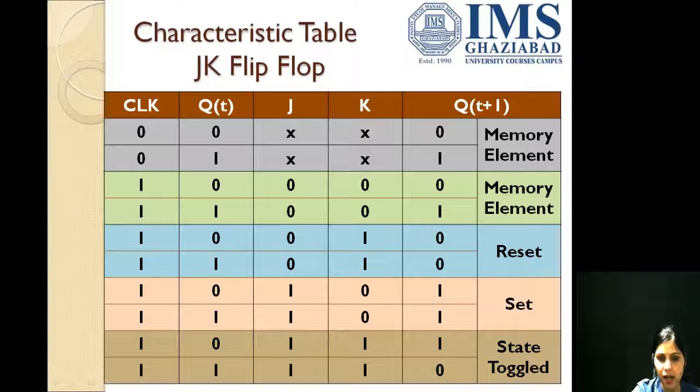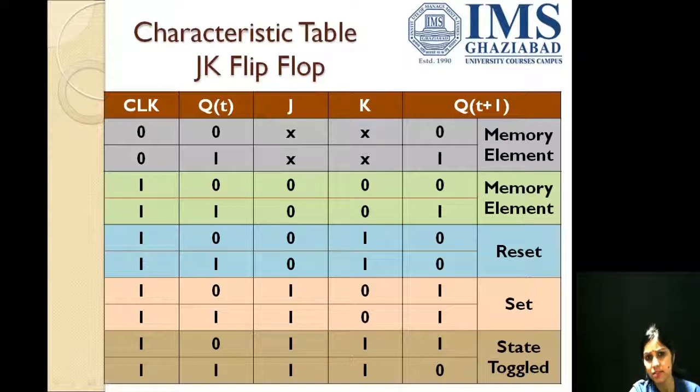When clock is high, J is 0, K is 1. The outputs in both the cases, whether Qt is 0 or Qt is 1, the value of Qt plus 1 is 0, that is a reset state. And when J is 1 and K is 0, clock is high, the output is set. That is, whatever previous output was, the current output value of Q is 1. That is a set state.